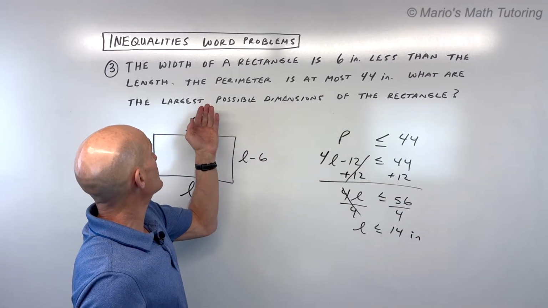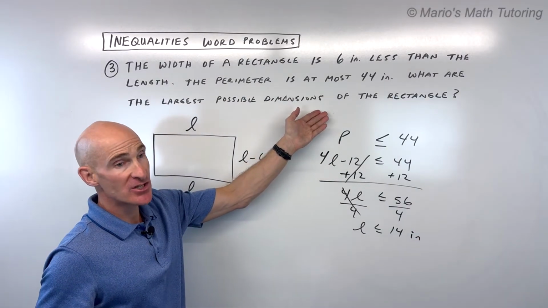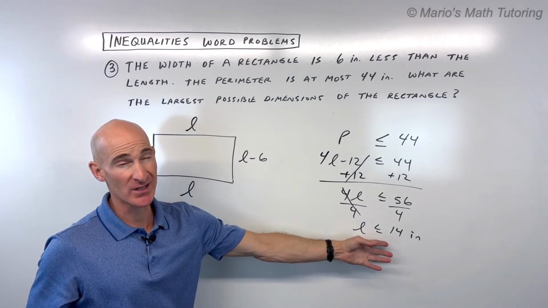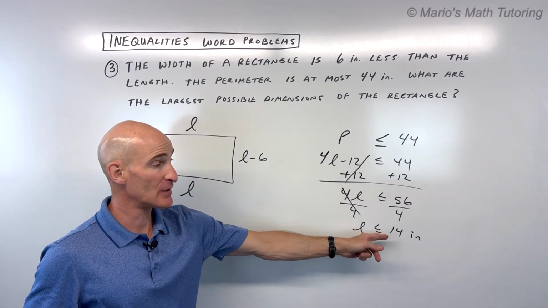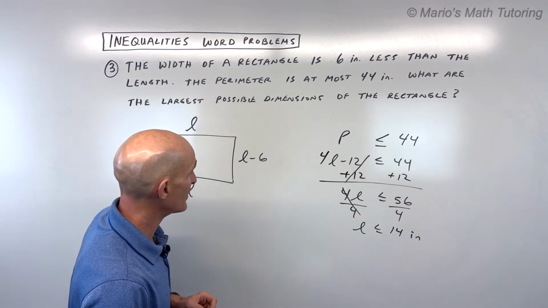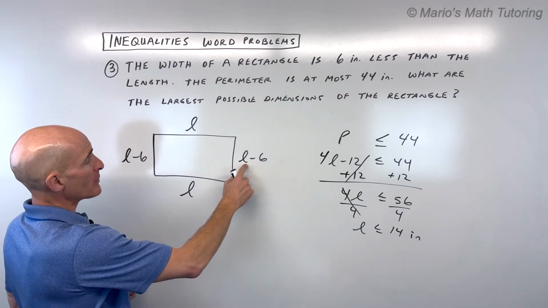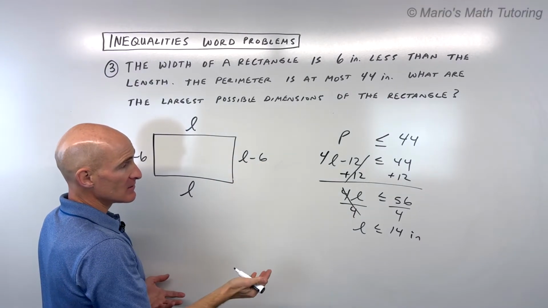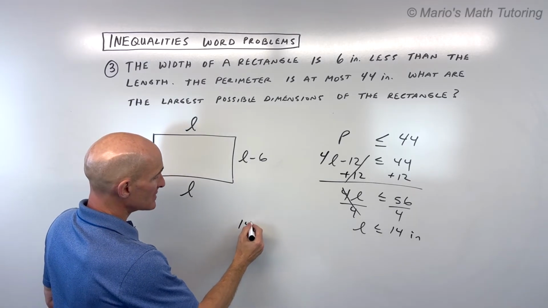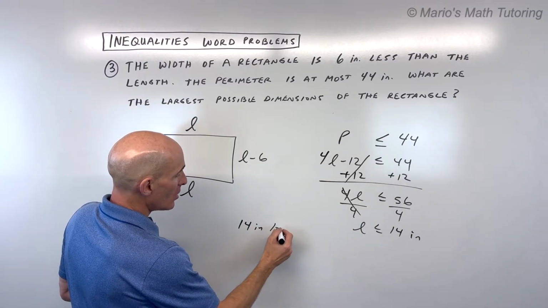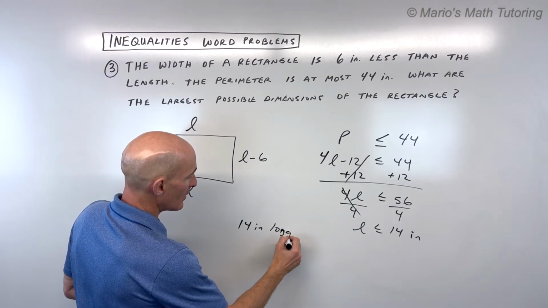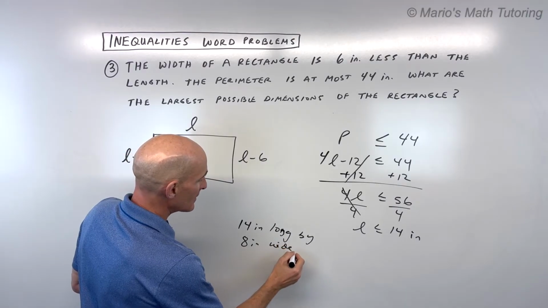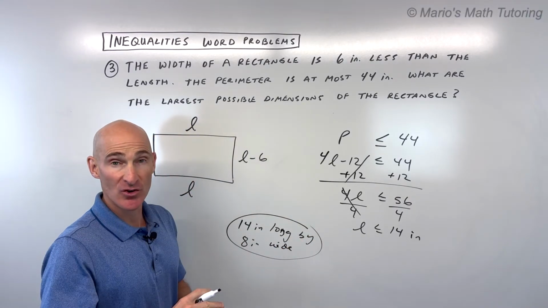Now, what's interesting, see how it says what is the largest possible dimensions? So it could be less than 14, it could be equal to 14, it can't be more than 14. So if we're thinking largest, we're thinking 14's our length, that's the biggest. So the width, though, is going to be the length minus 6. So 14 minus 6 would be 8. So we're going to say it's 14 inches long, whoops, I said long, L-O-N-G, by 8 inches wide. Those are our dimensions. Okay, so you can write a sentence.